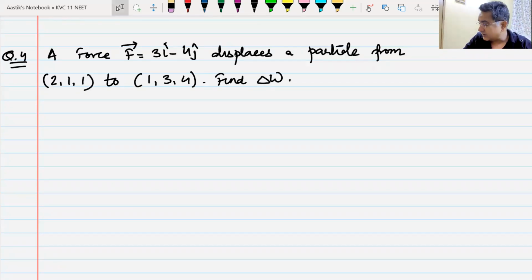This is the question. The initial position is given as 2, 1, 1. The final position is given as 1, 3, 4. I'll give you 2 minutes. Everyone will have to tell me their answer this time.